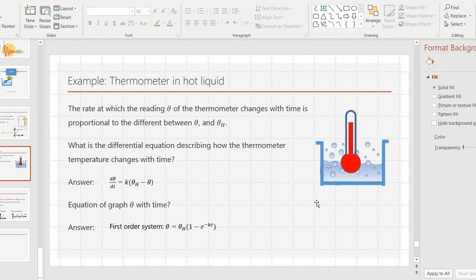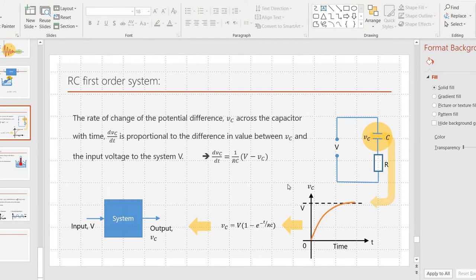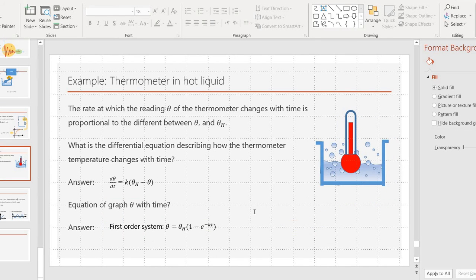So again, we are looking at one reading parameter and another one which is the maximum or another milestone temperature which we want to achieve. It is very similar to that RC circuit here in a different scenario.